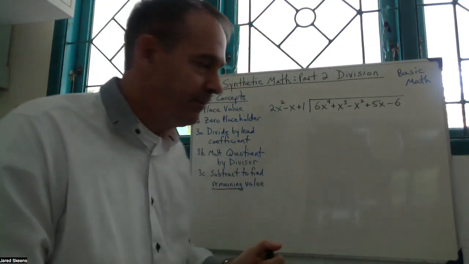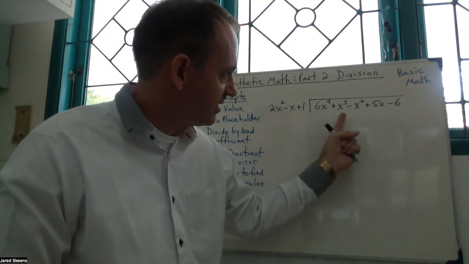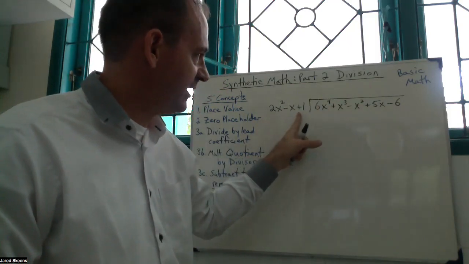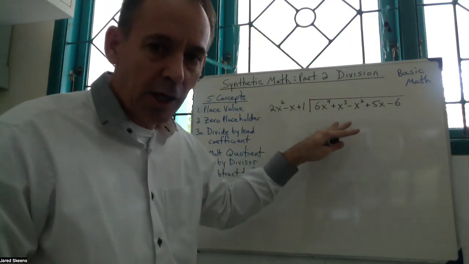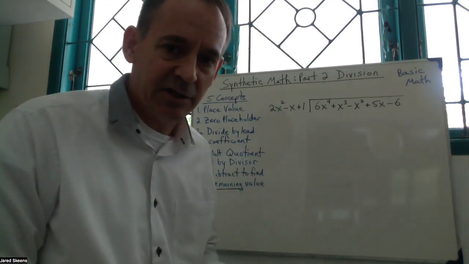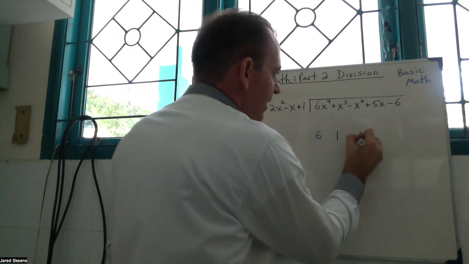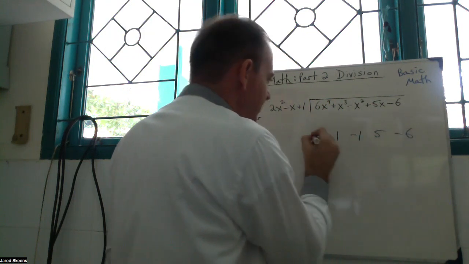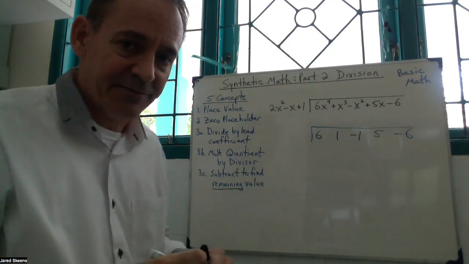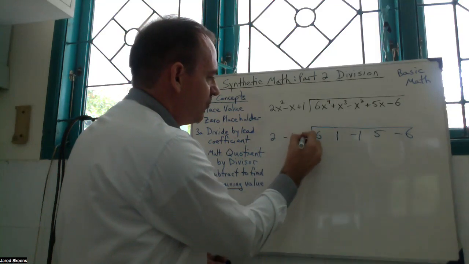So to do synthetic math, we're going to use this example of 6x to the fourth plus x cubed minus x squared plus 5x minus 6. And we're going to divide it by 2x squared minus x plus 1. But instead of doing it long division where you show all the variables and exponents, we're just going to use the coefficients. So we're going to take 6, 1, -1, 5, and -6. We're going to divide it by, and we take the coefficients of the divisor of our 2x squared minus x plus 1. So we take the 2, the -1, and the 1.